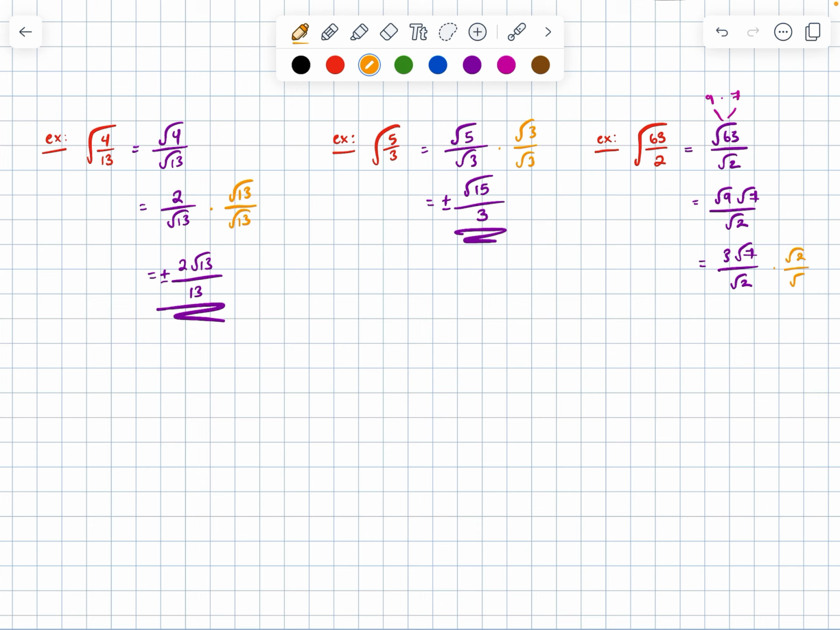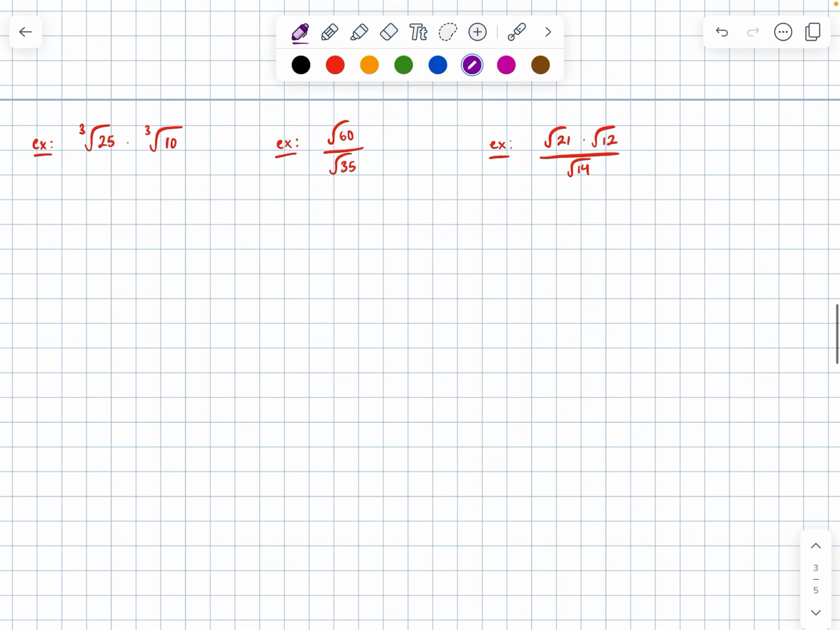Well, I cannot leave that root 2 in the denominator. Let me multiply by root 2 over root 2 and rationalize. In the denominator, the square root of 2 times the square root of 2 is just going to give me 2. And then I've got 3 root 7 times root 2. Well, I can't break down the root 7 or the root 2 any further, so I'm going to smush them together. 7 times 2 gives me 14. So plus or minus 3 root 14 over 2 is my final answer.